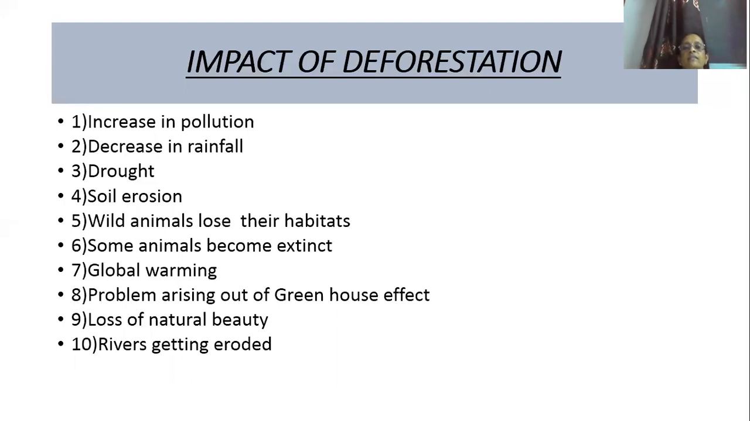First one is an increase in pollution. Second one is a decrease in rainfall. Third one, drought. Fourth one, soil erosion. Fifth one, wild animals lose their habitats. Living place, that is the meaning of habitats. Then some animals become extinct. Extinct means they are going to disappear from the earth within 5 years. Then global warming. Then problems arising out of the greenhouse effect. Loss of natural beauty, rivers getting eroded.